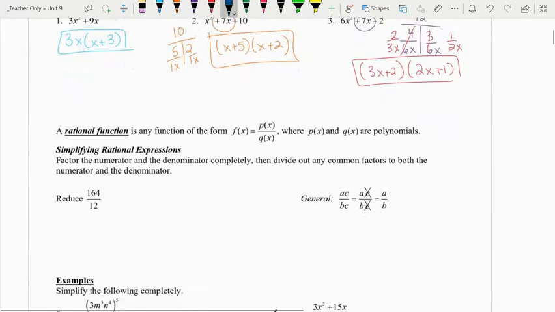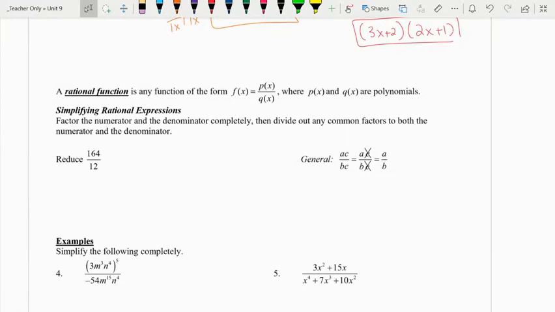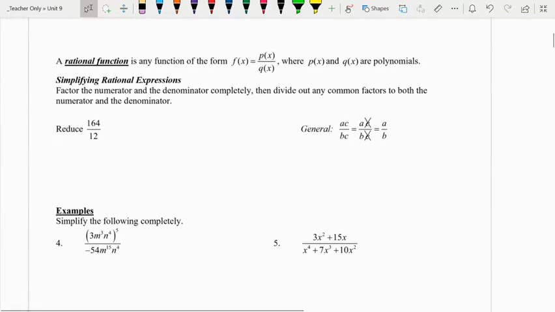Okay, so what we're doing today is we are talking about rational functions, which basically mean fractions, okay? We're dealing with fractions now, right? And a rational function is any function in the form f of x equals p of x over q of x, where p and q are polynomials. So you're going to have variables in the numerator and denominator.